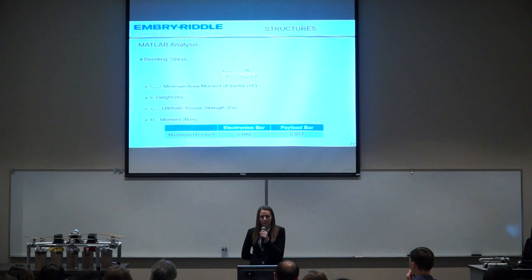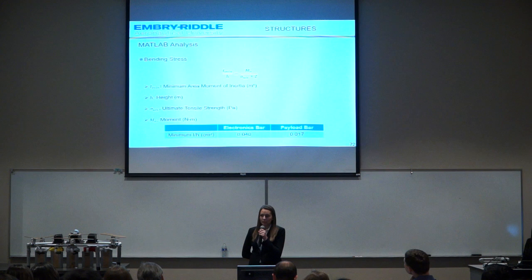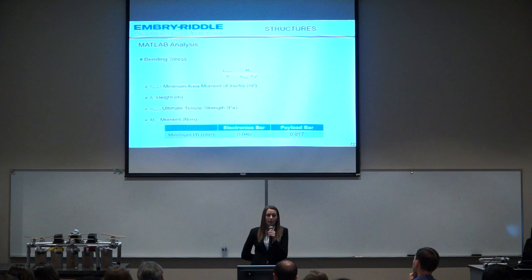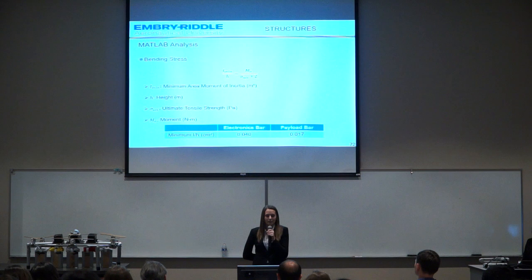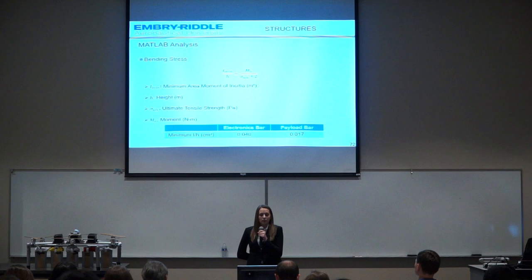So the first metric that we use to create these dimensions is the area moment of inertia over height, which is denoted by this equation here, where M naught is the maximum bending moment each bar will be placed under, and sigma ultimate is the maximum tensile strength of our chosen aluminum. With this equation, we were able to calculate the electronics bar minimum I over H value of 0.040 centimeters to the third, and the payload bar has a minimum I over H value of 0.017 centimeters to the third.